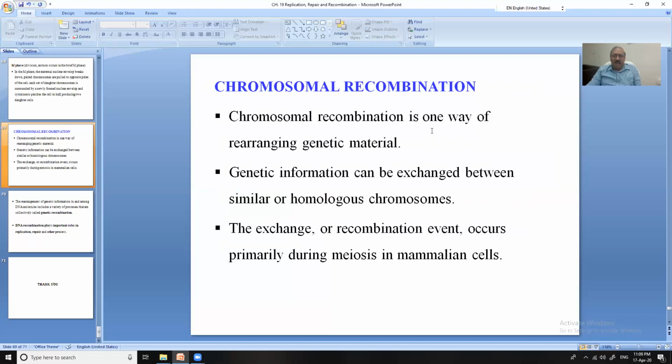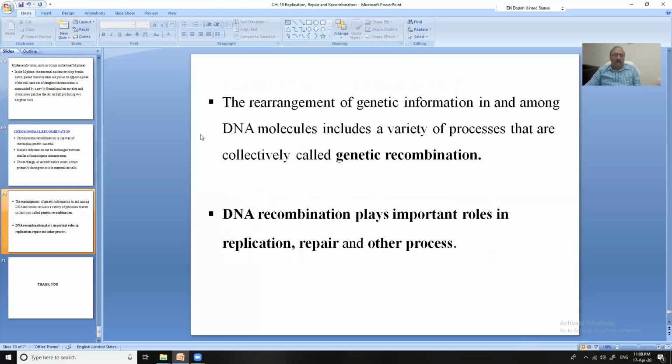Chromosomal recombination is one way of rearranging genetic material. Genetic information can be exchanged between similar or homologous chromosomes. The exchange or recombination event occurs primarily during meiosis in mammalian cells. The rearrangement of genetic information in and among DNA molecules includes a variety of processes that are collectively called genetic recombination. DNA recombination plays an important role in replication, repair, and other processes.